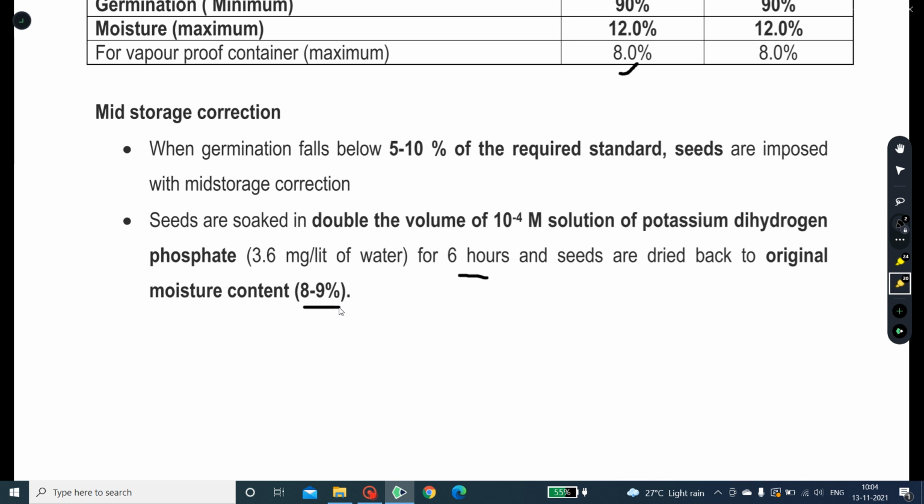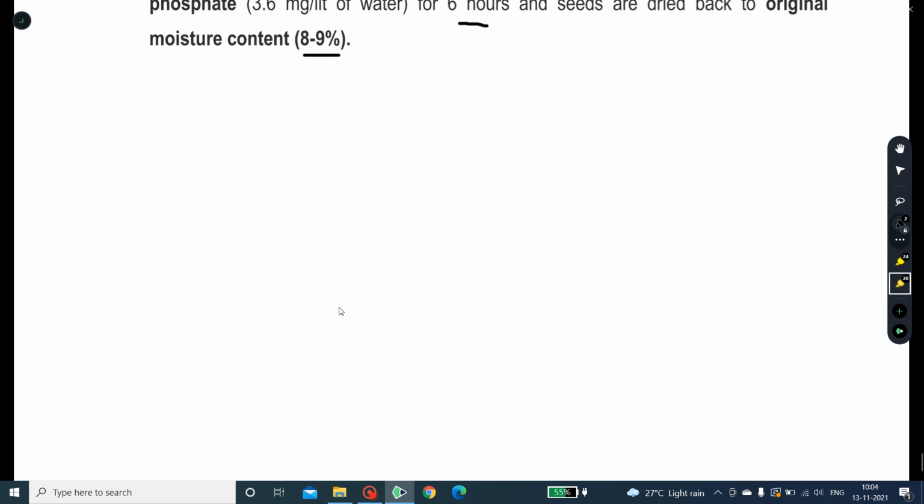And so far we have seen the varietal seed production in maize. In the next videos we will see the hybrid seed production in maize.